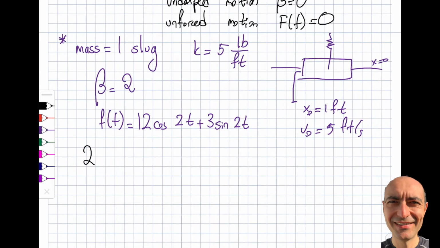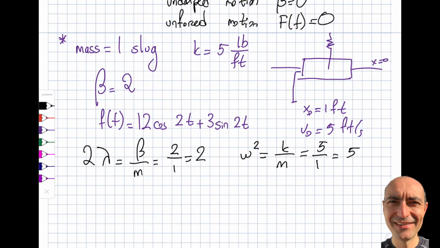So 2 lambda will be equal to beta divided by mass, right? So that's going to be 2 by 1, 2. That's what we said, right? How about the omega square? Remember that it's k by m, right? So k was 5, divided by mass, which is 1 slug, so I'm going to get myself 5.